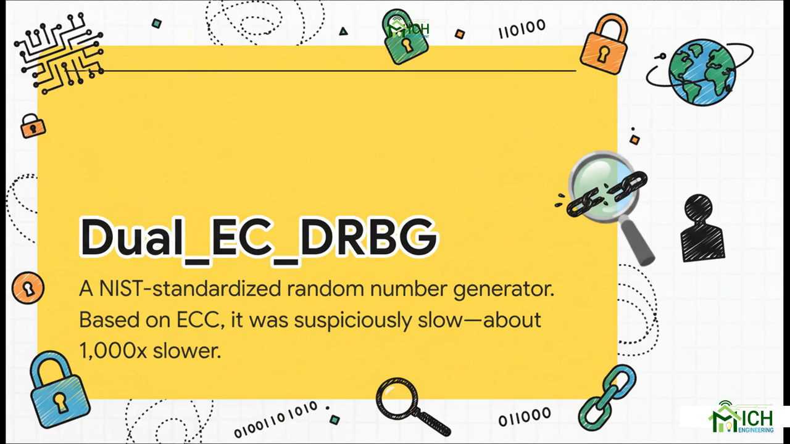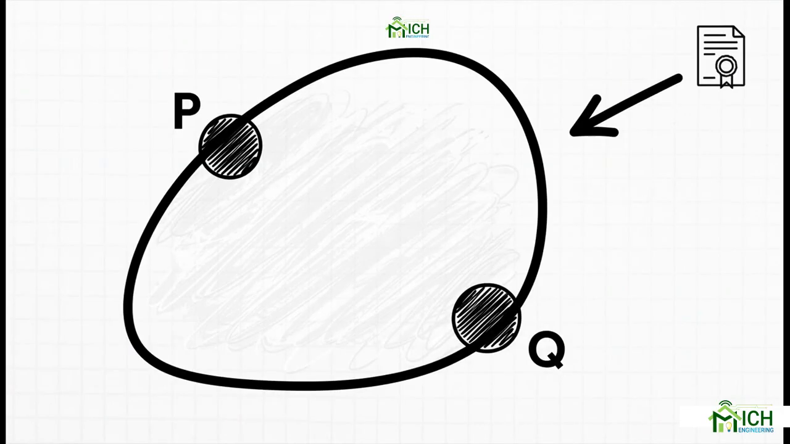At the very center of this storm is something with a really clunky name, dual_EC_DRBG. It was a standardized way to generate random numbers, which are absolutely vital for creating strong keys. But right from the start, cryptographers saw a huge red flag. It was unbelievably slow, like 1,000 times slower than other methods, for no good reason. The way this standard worked was by using two public points on an elliptic curve. We'll just call them P and Q. Anyone who used this standard had to use these exact same 2 points. They were published by the National Institute for Standards and Technology, or NIST, and the assumption was that they were just two randomly chosen, totally unrelated points.